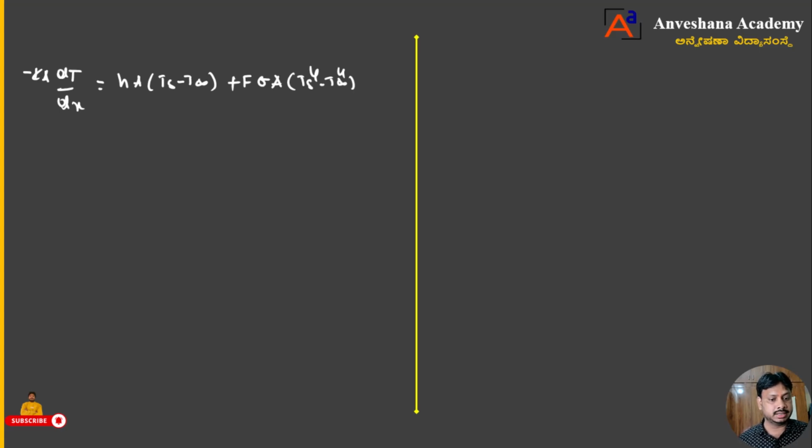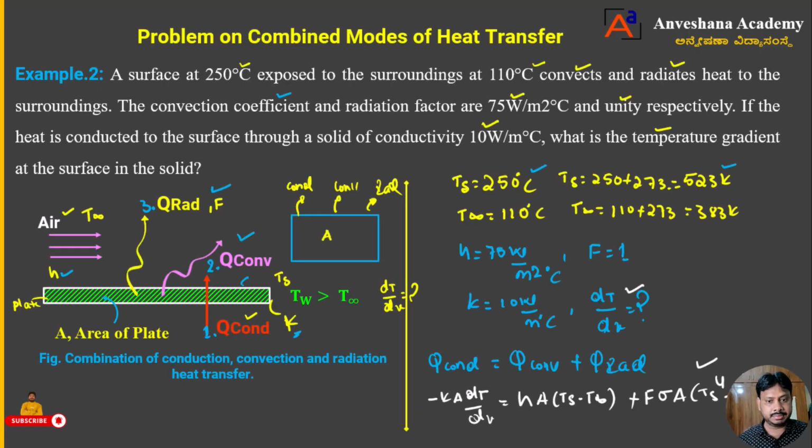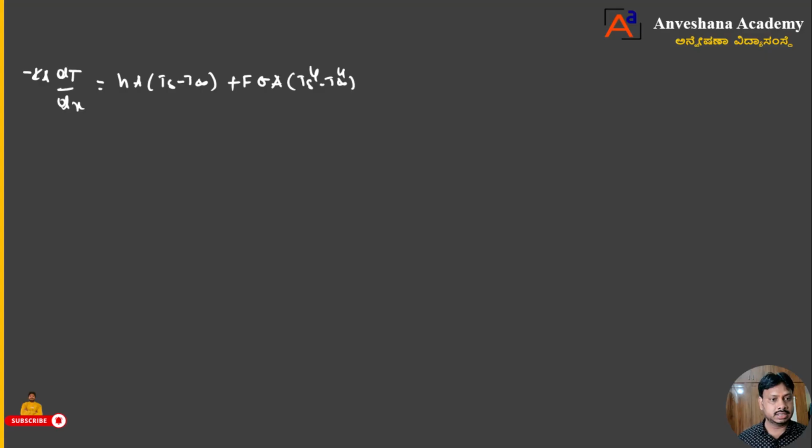But dear students, you can see here that through the same area, conduction is taking place, convection is taking place, and radiation heat transfer is taking place. Hence the area is the same for all modes of heat transfer. If it is constant, then we can neglect that area. So the area remains the same for all the modes of heat transfer. Then what is the final equation? Minus k dT by dx, where A is constant here.